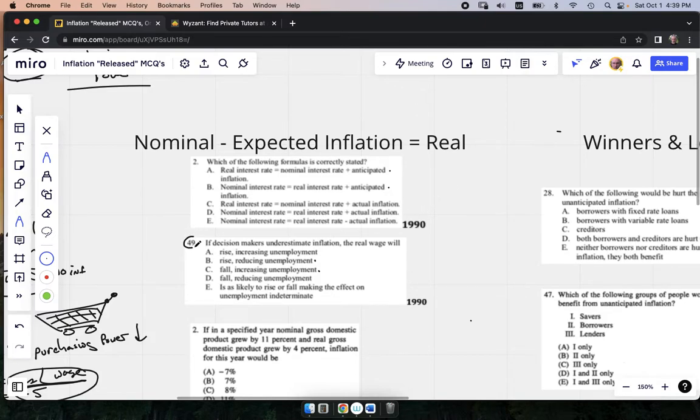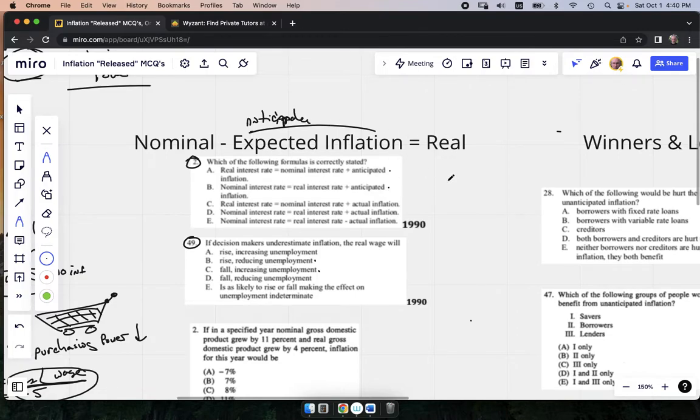This one we probably don't need to talk about, but I'm going to throw it at you real quick. You can skip through it if you don't want to talk about it. So read number 2, stop everything, see if you can find the right answer. You should know that anticipated is the same thing as expected inflation.